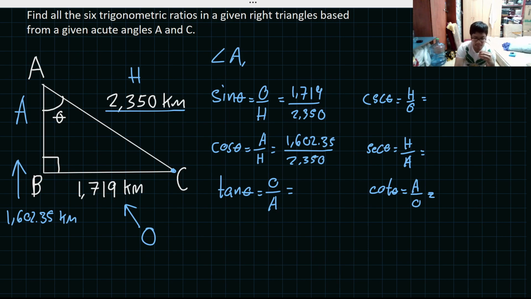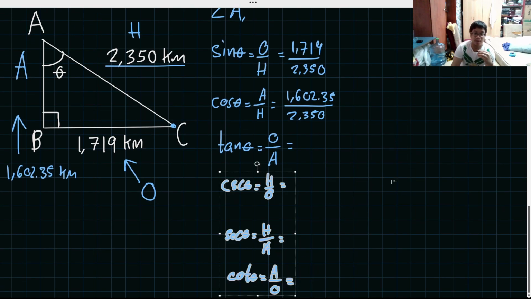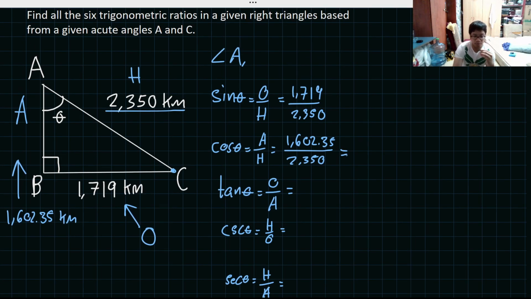Wait, let me take a look if I can simplify that. 1,602.35 divided by 2,350. Okay, there is a simplified form, but it looks different though. I'll show you. I'm using a calculator, by the way, if you're wondering how I got the simplified answer. According to my calculator, it's 32,047 over your hypotenuse, which is 47,000. You see, it's quite different. Actually, it is very different, but they're the same. If you think that, according to your calculator, this is a simplified answer, sure, there's no problem, as long as it is correct.